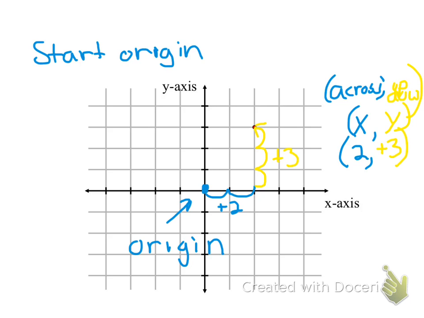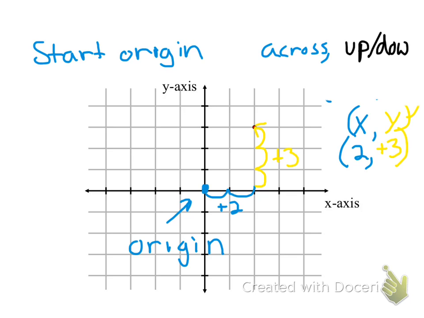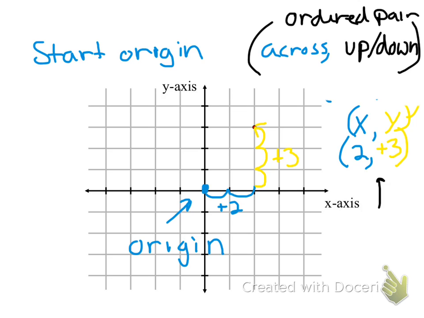It's kind of hard to read, so we always do across, and then we'll do the up and down. That's how we move in our ordered pair. This is also called an ordered pair, or a coordinate. Also a coordinate.